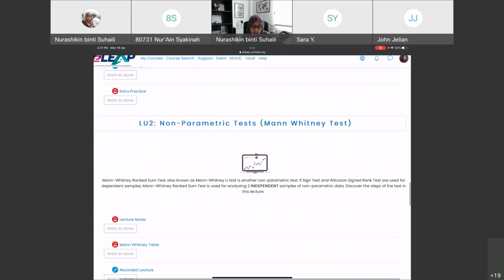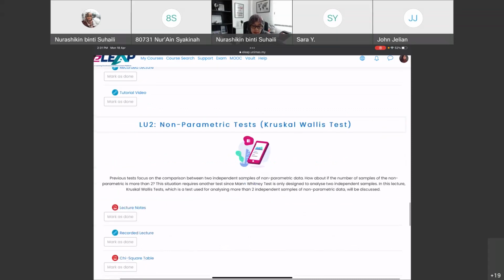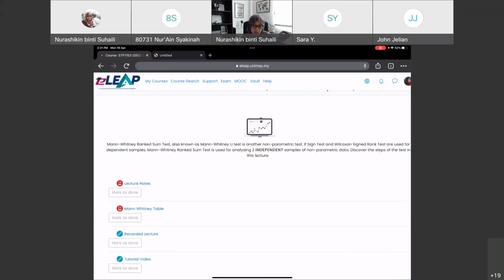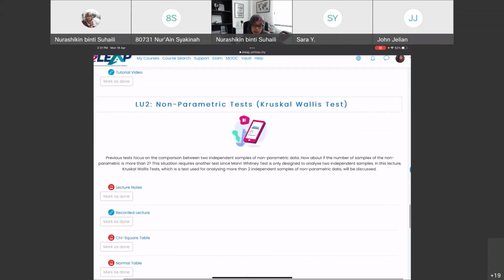The Mann-Whitney test is designed for analyzing two independent samples. That is the most significant feature of the Mann-Whitney test. So when you are given data, you have to analyze what kind of data you are analyzing. Last week we talked about the Kruskal-Wallis test. If Mann-Whitney is used for analyzing two independent samples, Kruskal-Wallis is used for analyzing more than two independent samples of non-parametric data. That's the difference between Mann-Whitney and Kruskal-Wallis.